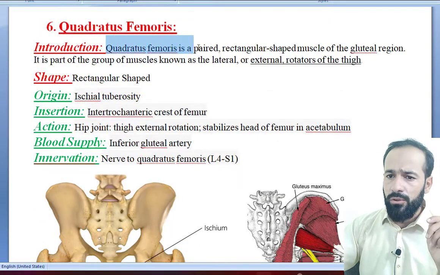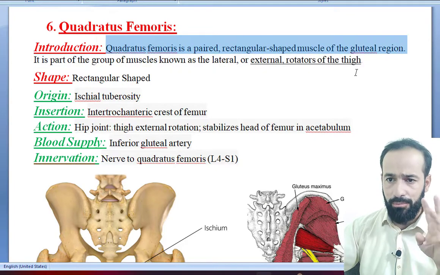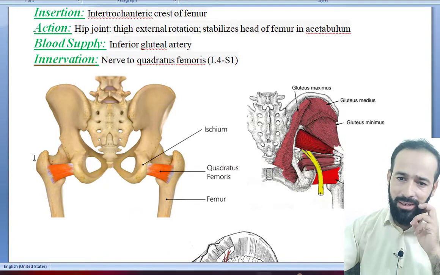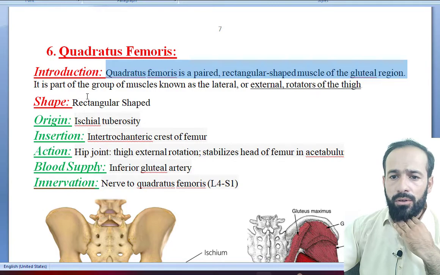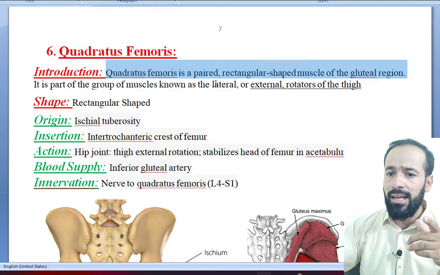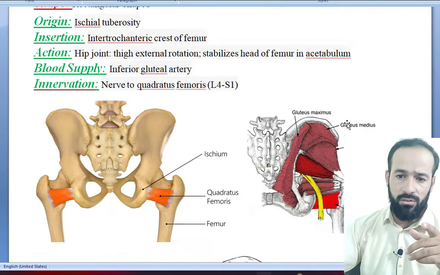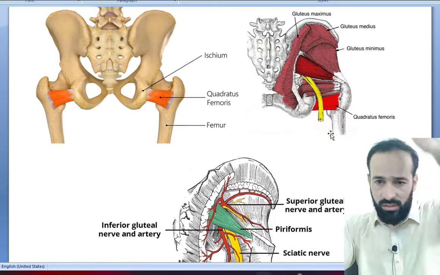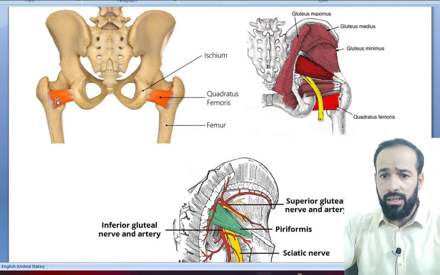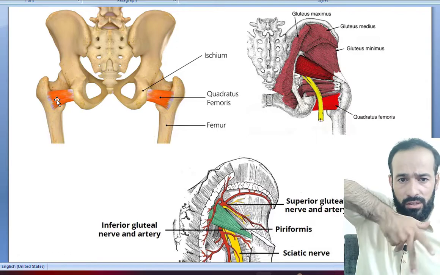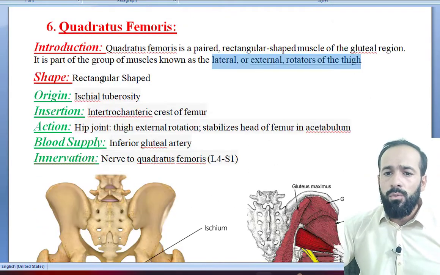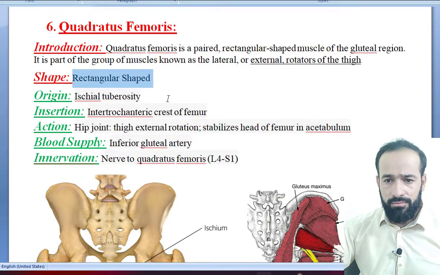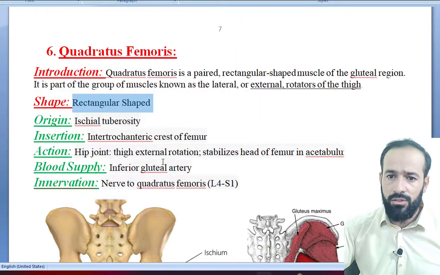So quadratus femoris is a paired rectangular muscle of the gluteal region. Paired rectangular means it is paired, 2 in number, and it is rectangular in shape, right? It is a part of the group of muscles known as the lateral or external rotators of the thigh. External rotators of the thigh, okay? Whenever they contract, your thigh will move externally, not internally. It will cause external movement, right? What is its shape? Its shape is rectangular.